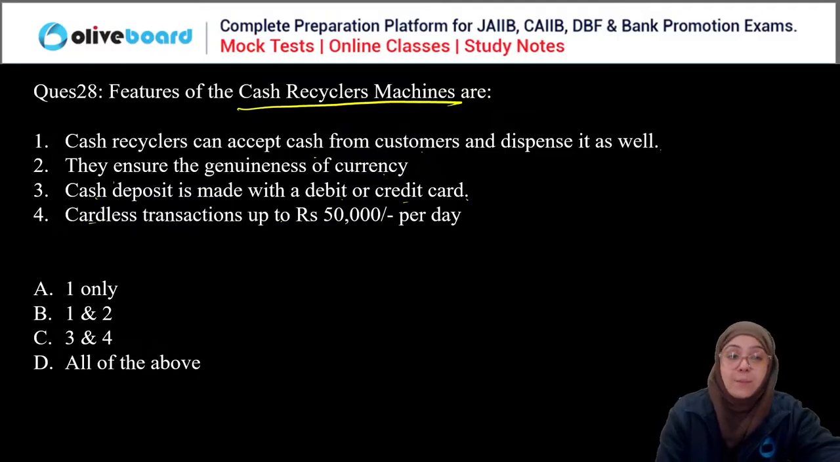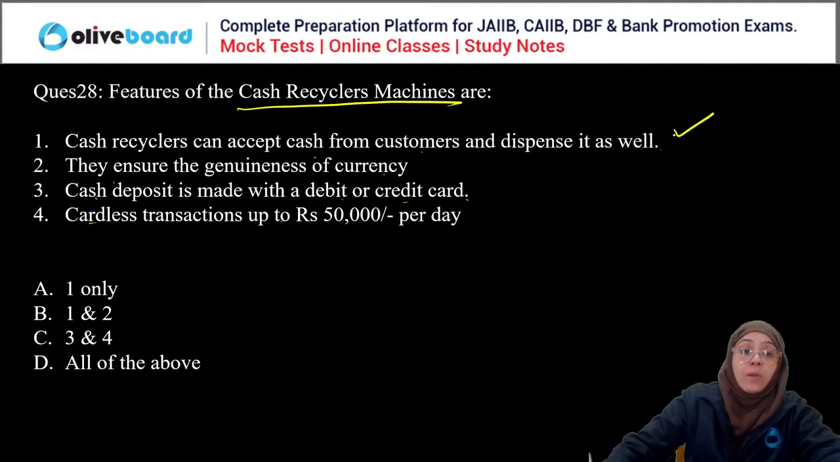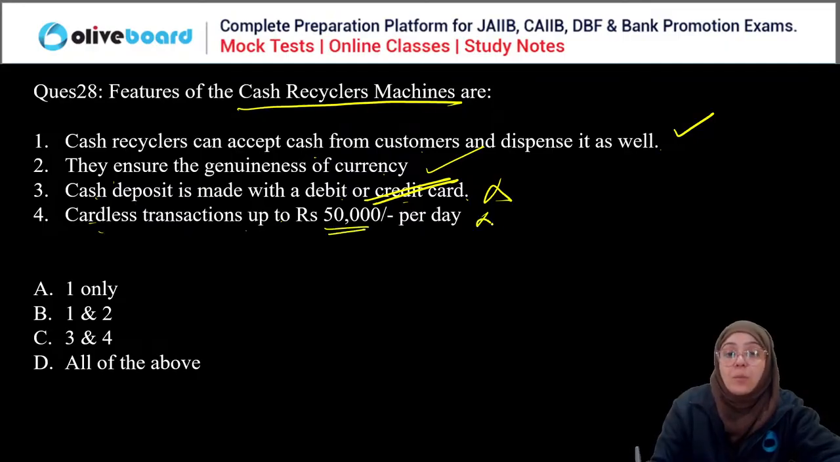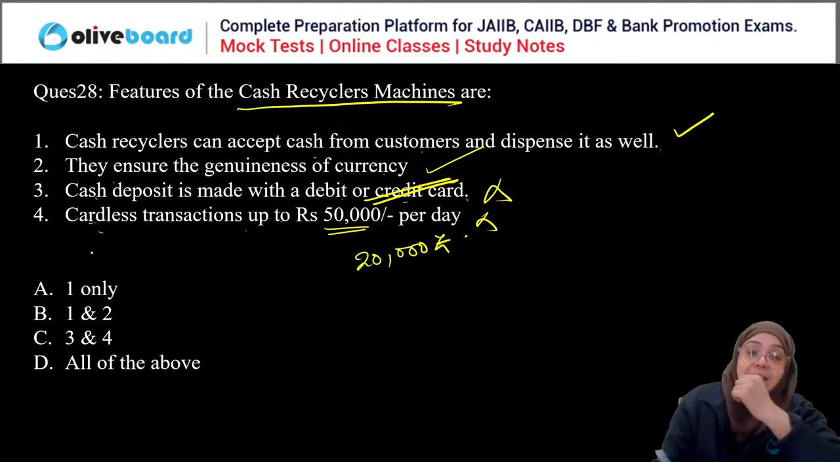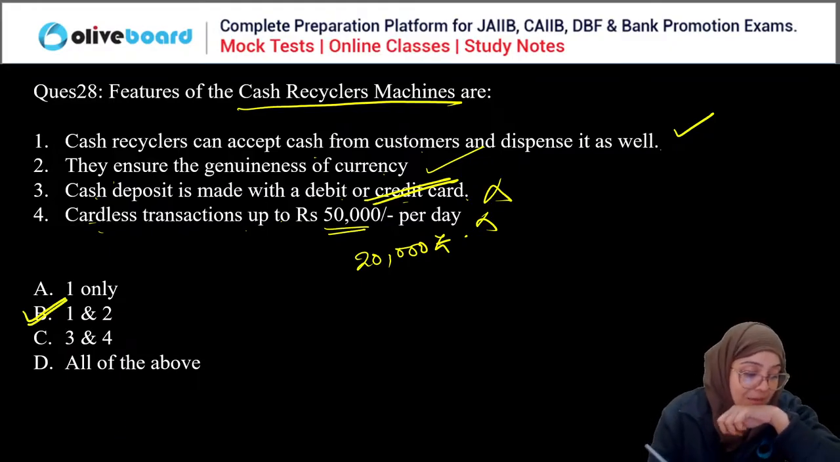Okay, so first statement, cash recyclers can accept cash from the customer and dispense it as well. True. They ensure the genuineness of the currency. True. Cash deposit can be made with a debit or a credit card. False. It is made via only debit card. Cardless transaction of up to rupees 50,000 per day. False. It is 20,000 per day. So if we have to take the correct answer here, 1 and 2, B is the correct statement. Everyone, B is the correct statement.